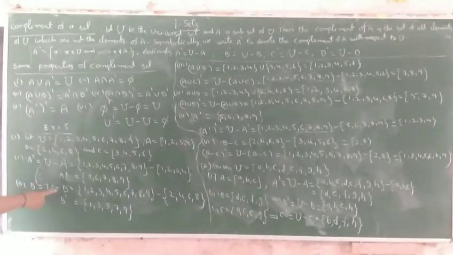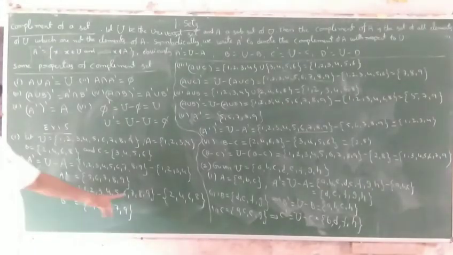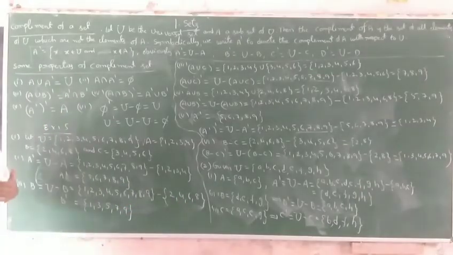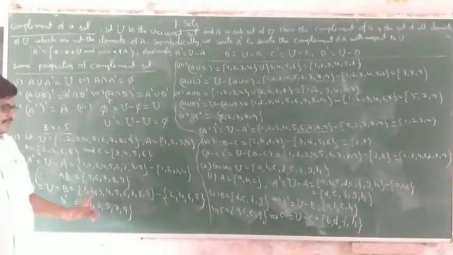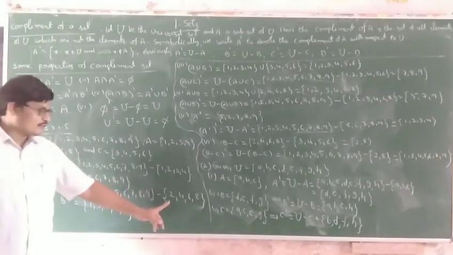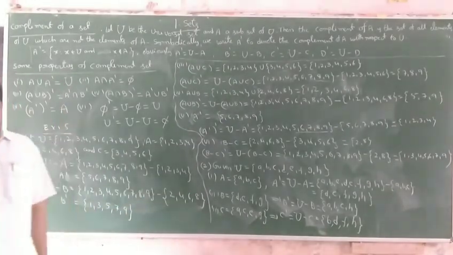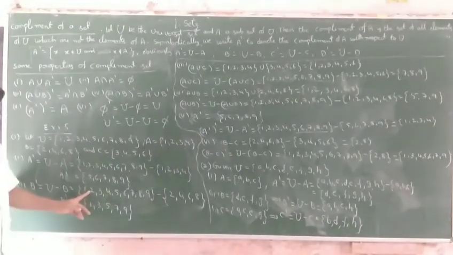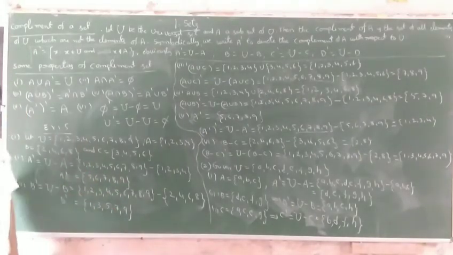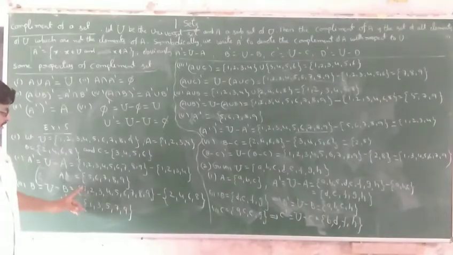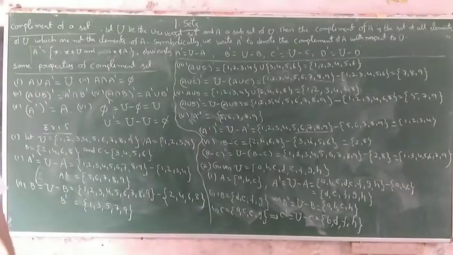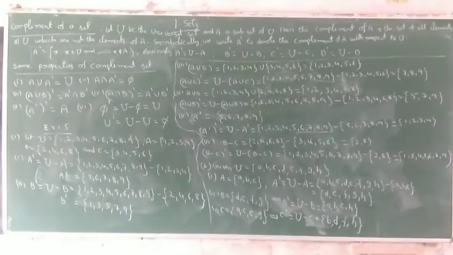So B complement is also U minus B. U is 1 to 9, B is 2, 4, 6, 8. From the universal set, the 2, 4, 6, 8 will be removed. The remaining elements are 1, 3, 5, 7, 9.